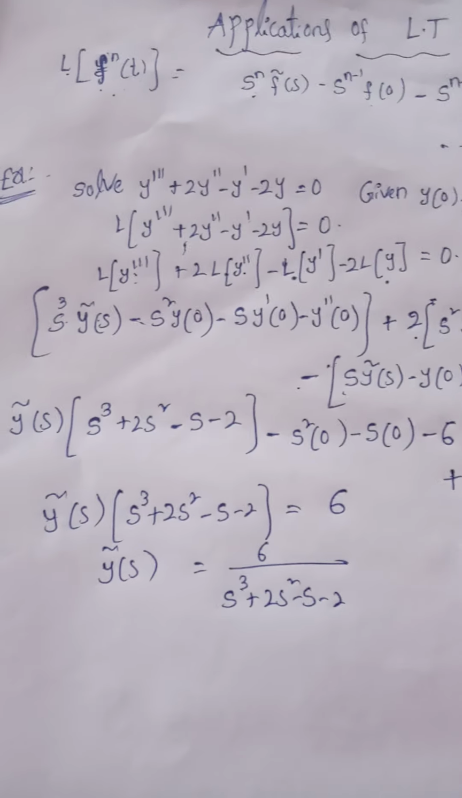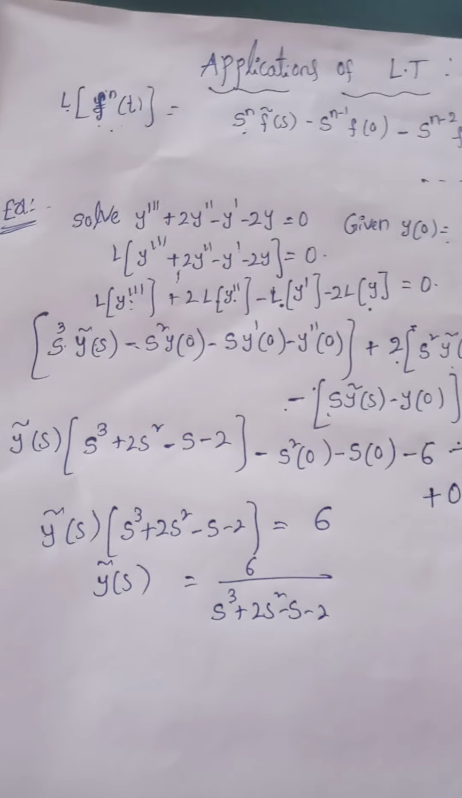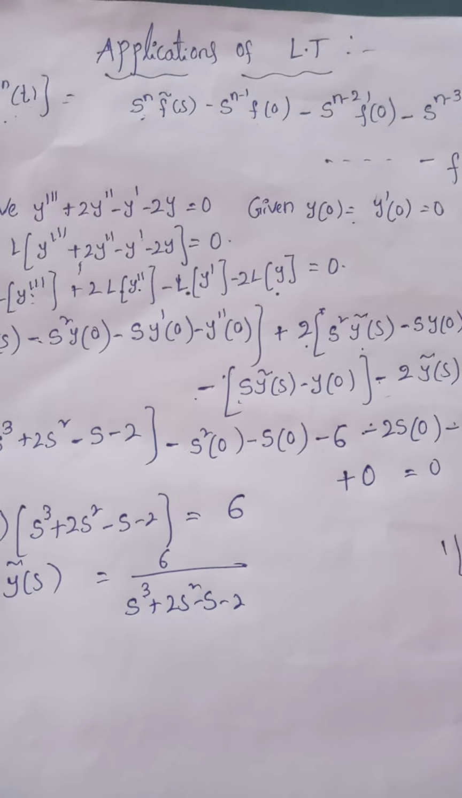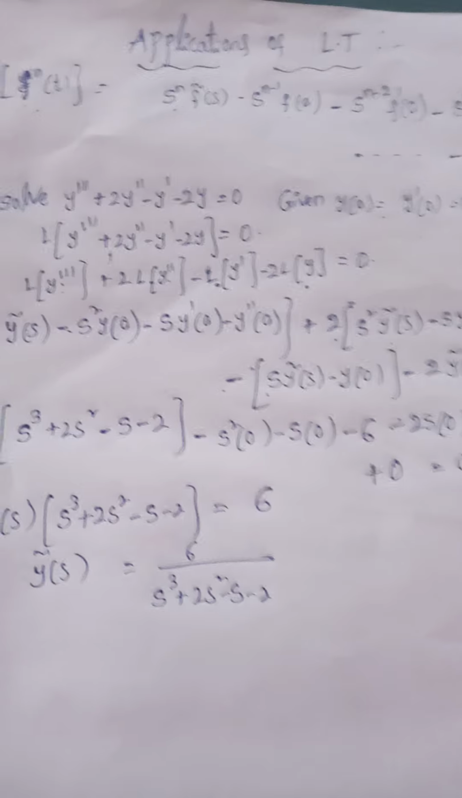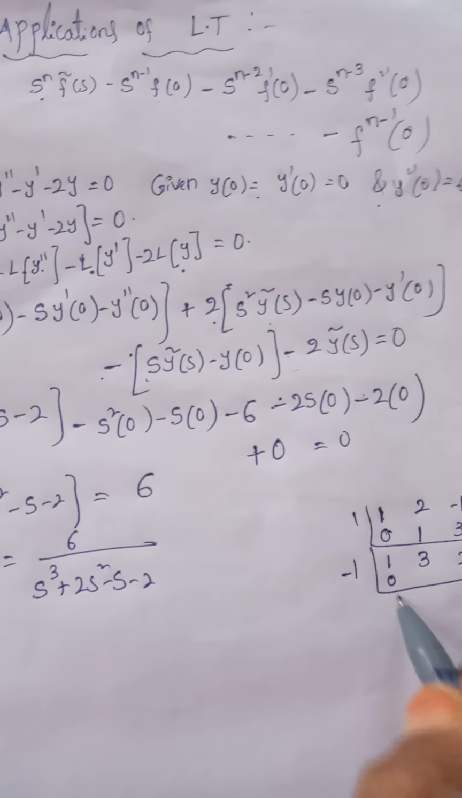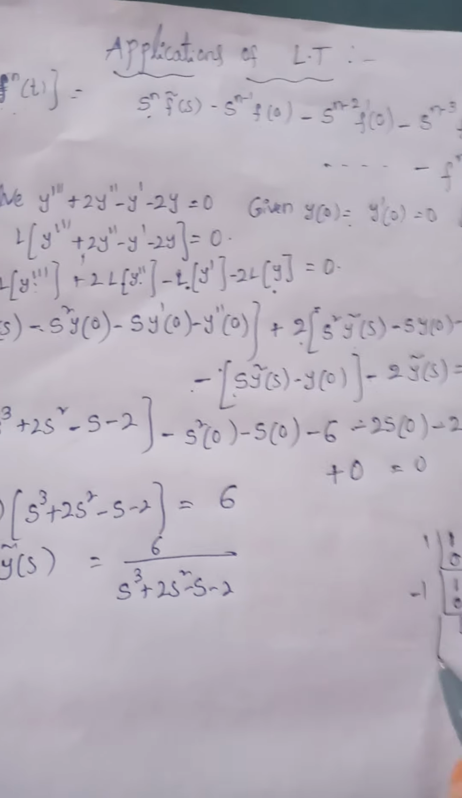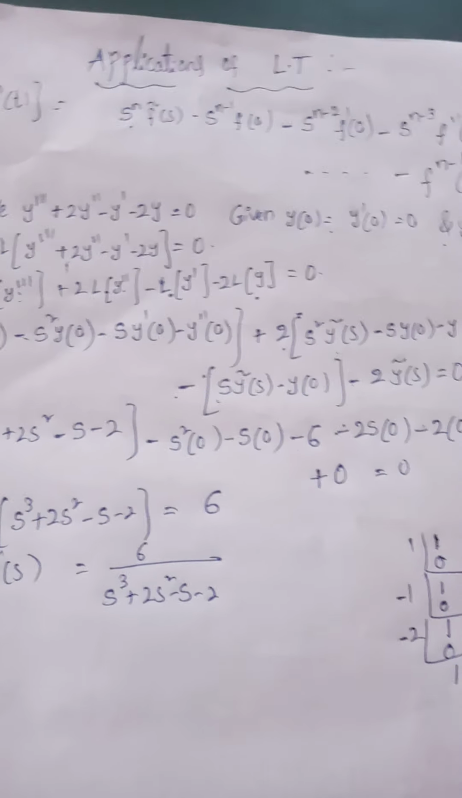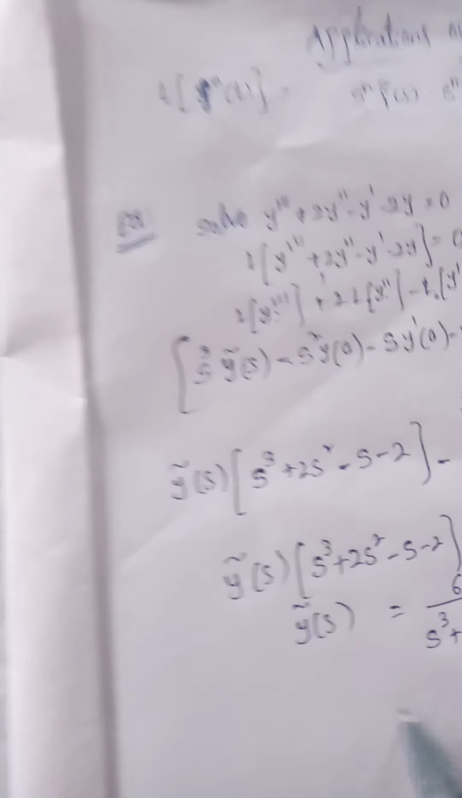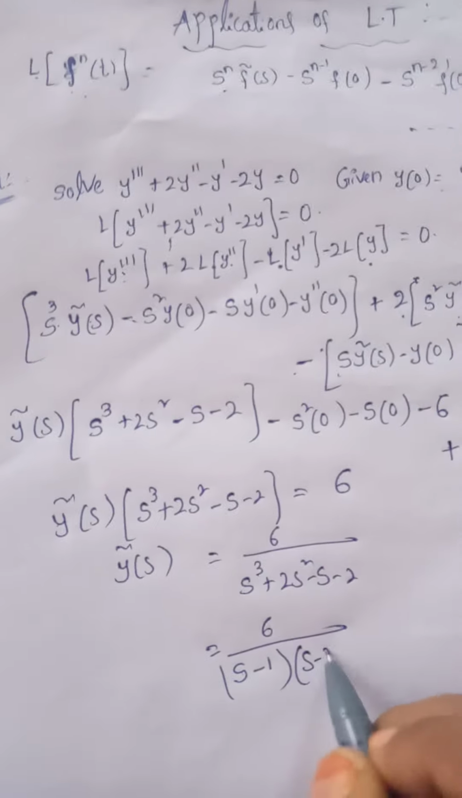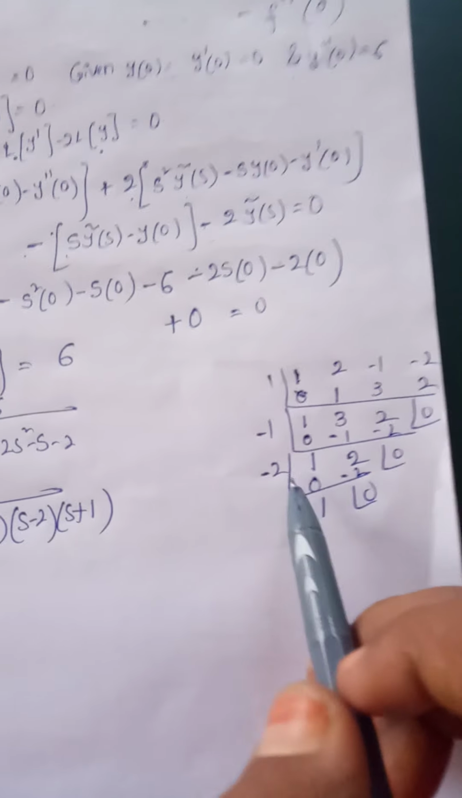First, separate those values: 2, minus 1, minus 2. So 1, 3, 2, 0. So minus 1, 1, minus 1, 2, minus 2, and minus 2, minus 2, 0. That means you can write 6 by s minus 1, s minus 2, s plus 1. Okay, you can separate that value.